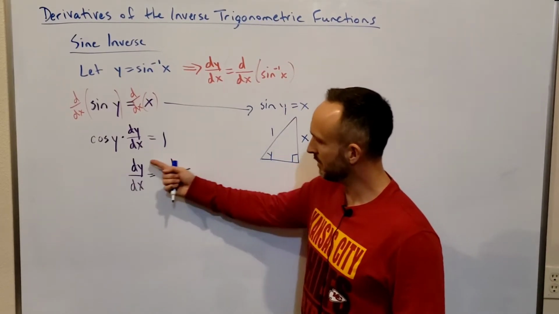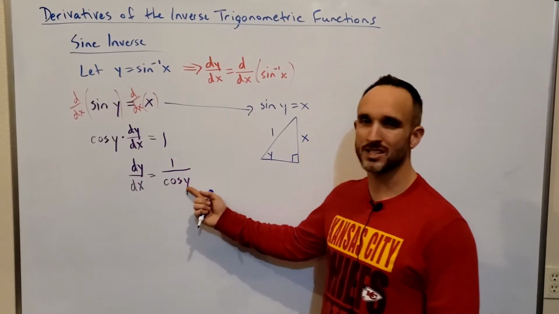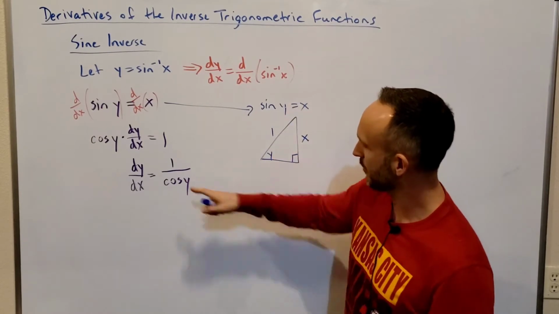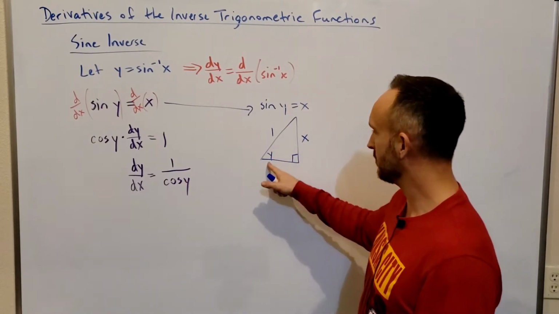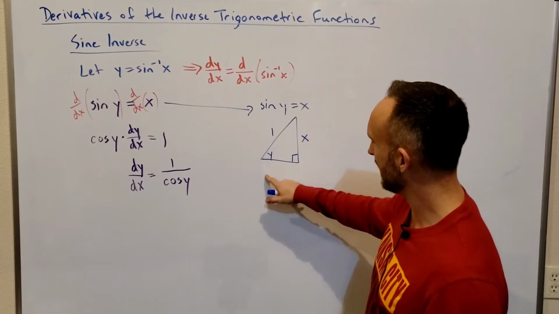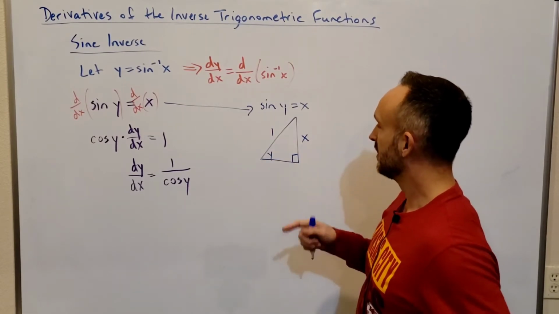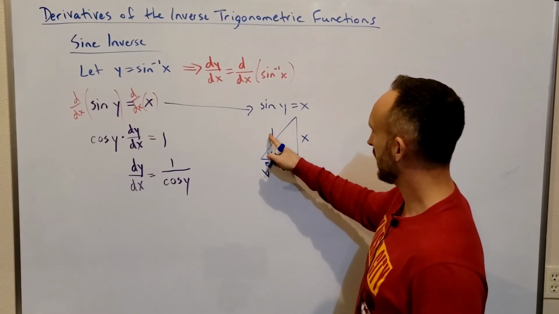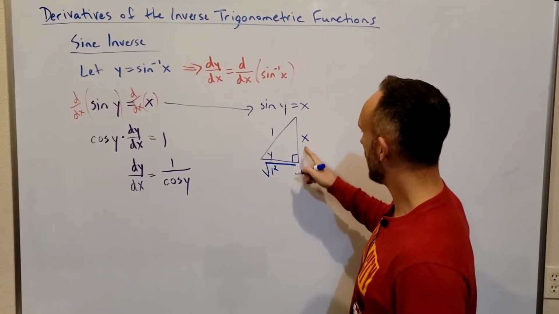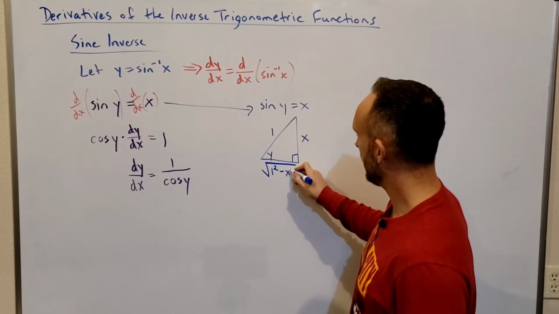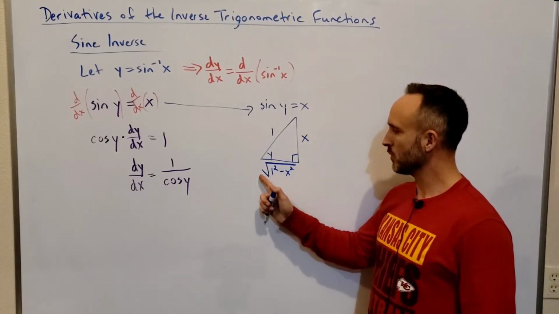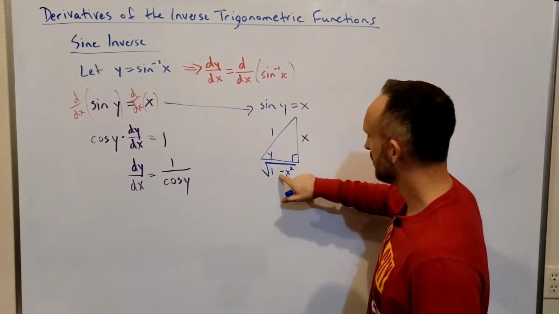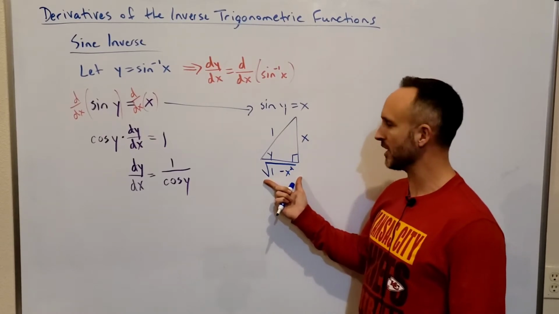But in this relationship, I need to know the cosine of this angle y. The good news is both of these have the same angle y, right? So the cosine of y could be found if I knew the adjacent side and the hypotenuse. Luckily, the Pythagorean theorem tells me that the adjacent side would be the hypotenuse squared minus the leg squared. And so I get the square root of 1 minus x squared according to the Pythagorean theorem.